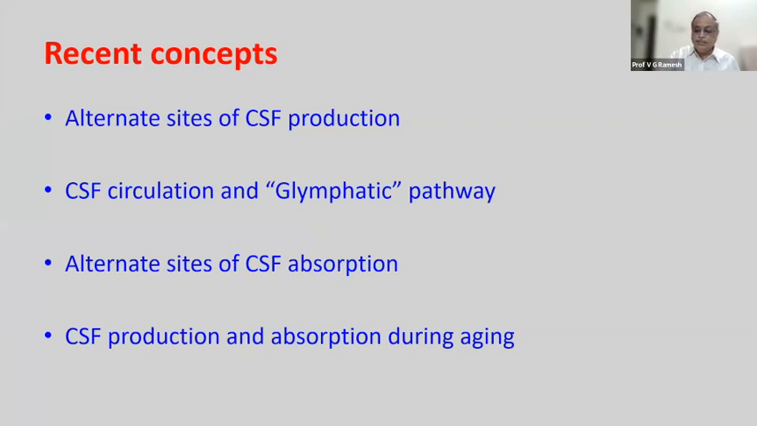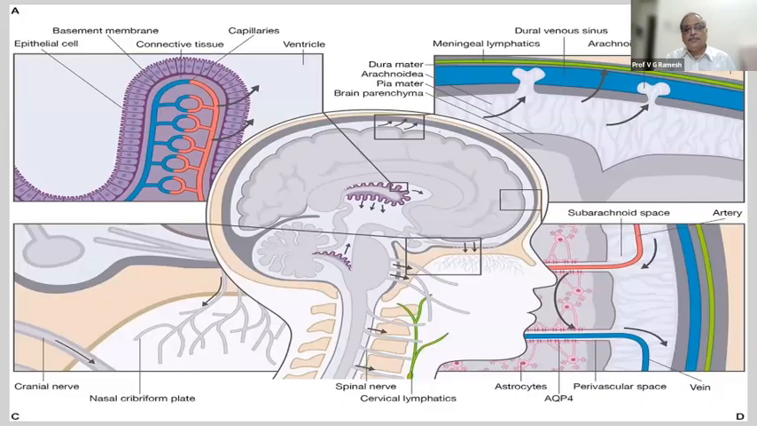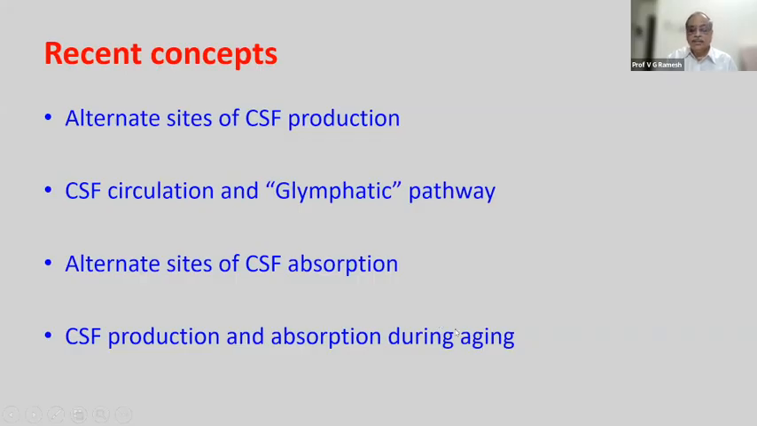The alternate sites of CSF absorption have also been found. It has long been known that along the cribriform plate, the CSF can go along the olfactory nerves and get absorbed by the lymphatics there. And also along the spinal roots, there are lymphatics which can absorb the CSF. So whenever the choroid or arachnoidal villi is not functioning, these sites serve as alternate sites of CSF absorption. Then, I told about the glymphatic pathway here, what I have told previously.